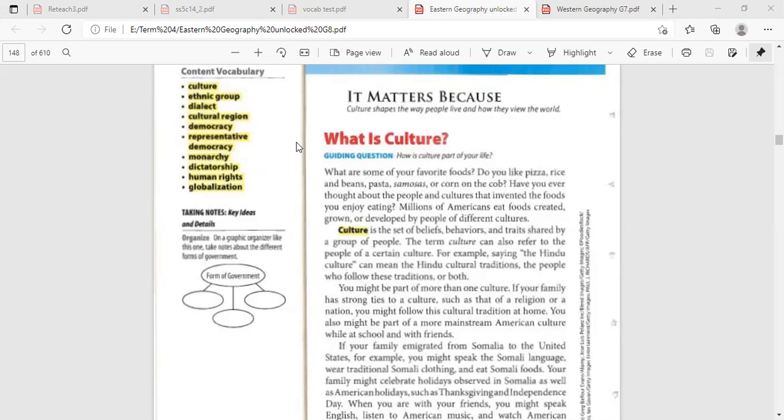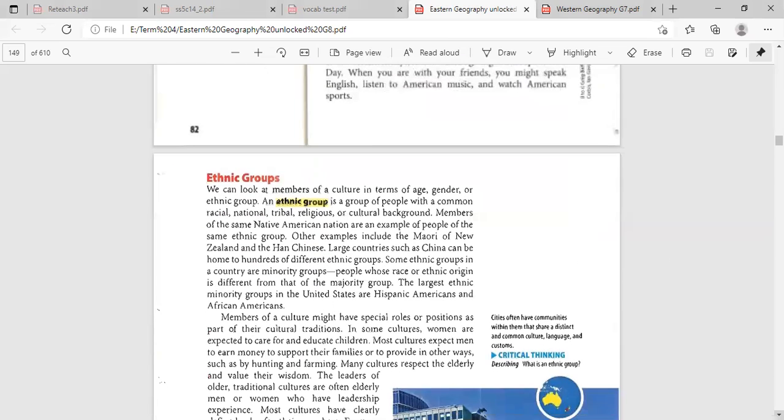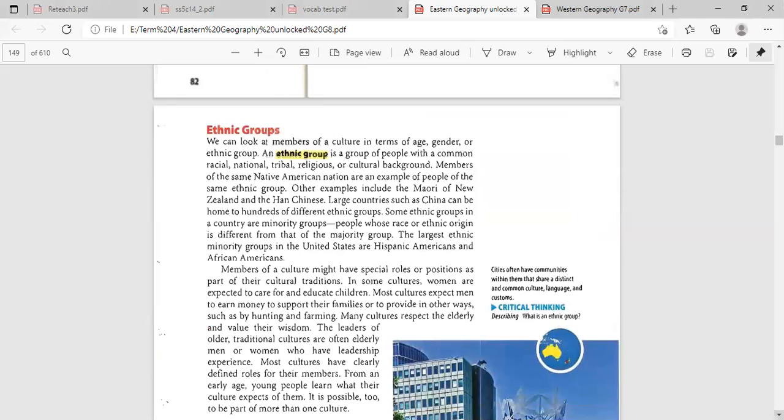Another example you find in the United States is that many people live there with different nationalities, cultures, clothing, and food styles in the same country. So we can find more than one culture within the same country. We have talked about the ethnic groups. What's the definition of an ethnic group?